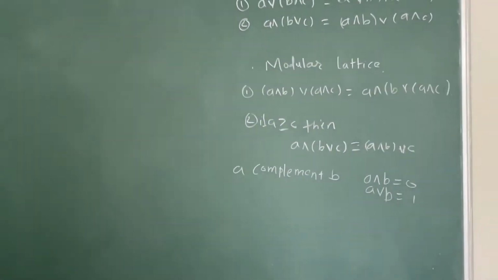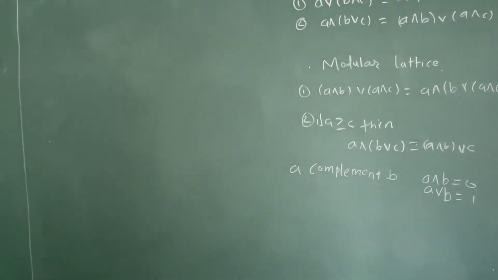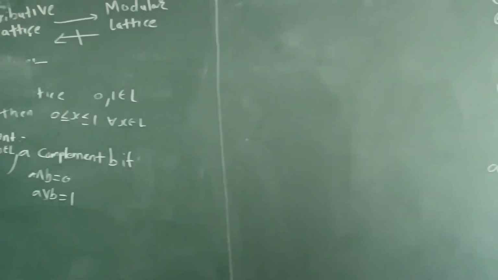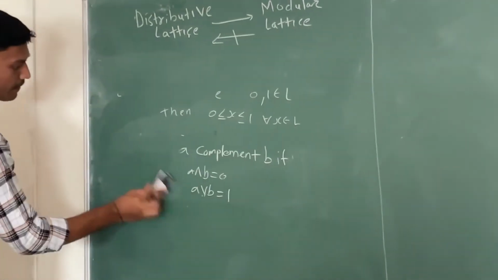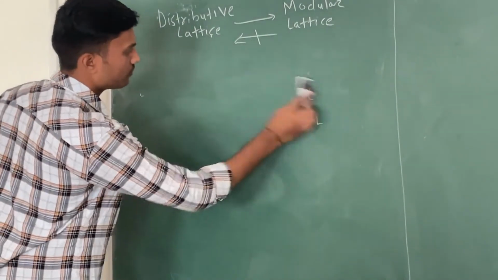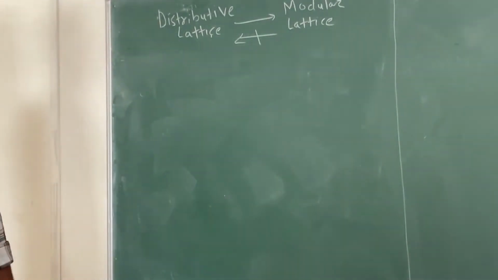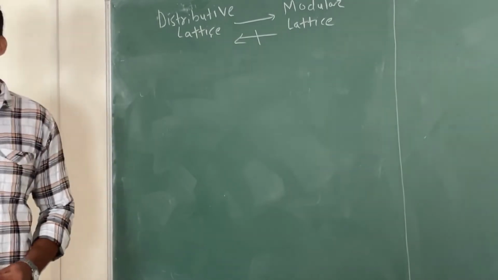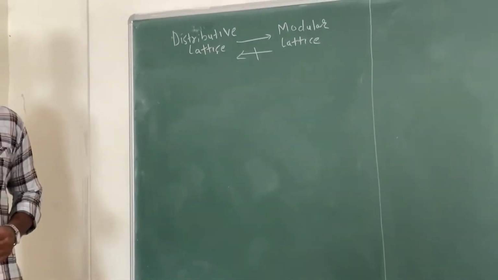Now we will discuss the lemma. The statement of the lemma is: in a bounded distributive lattice, there is at most one complement.